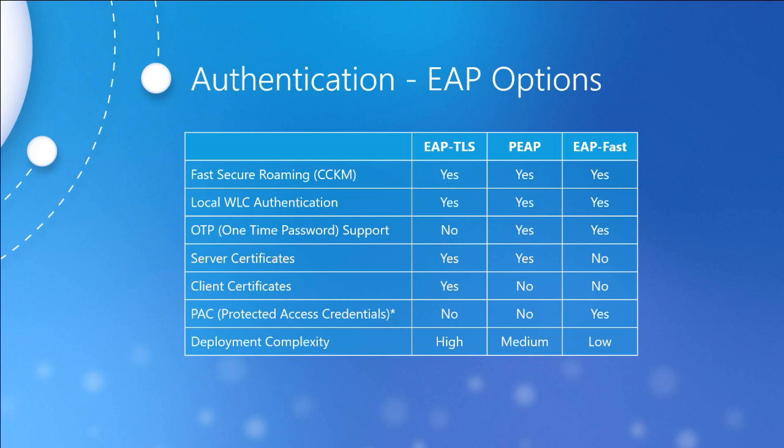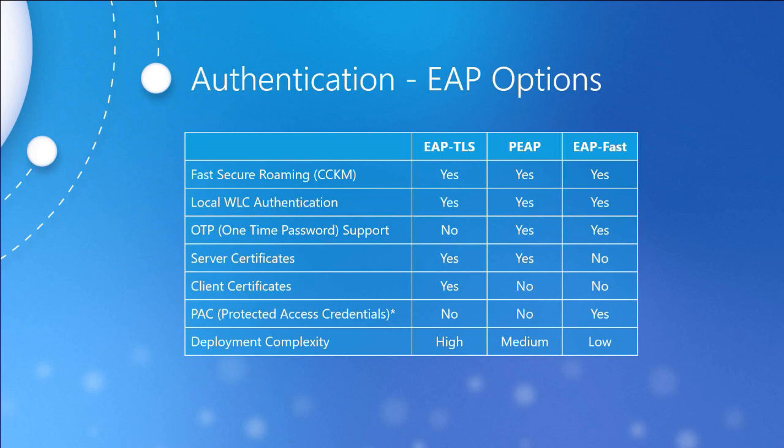Now, in order to take advantage of CCKM, the clients do require the Cisco Compatible Extensions support. And really the main benefit we get from that is faster roaming, because the clients can authenticate and roam much faster than any of the other options. When you take a look at EAP-TLS, PEAP, and EAP-FAST, they all support local controller authentication. Only EAP-TLS does not support one-time passwords. EAP-FAST does not require server certificates. Only EAP-TLS requires client certificates. Protected Access Credentials are only supported with EAP-FAST.